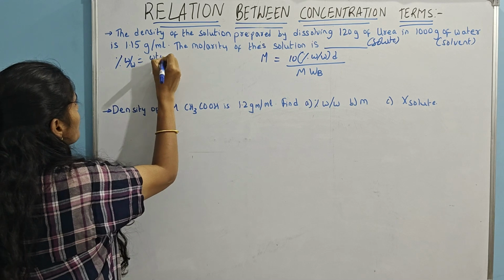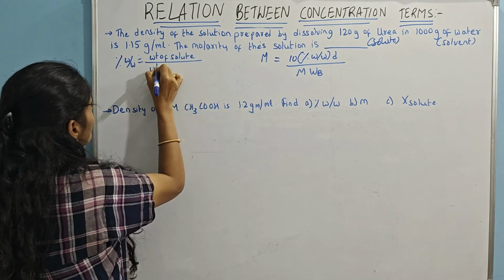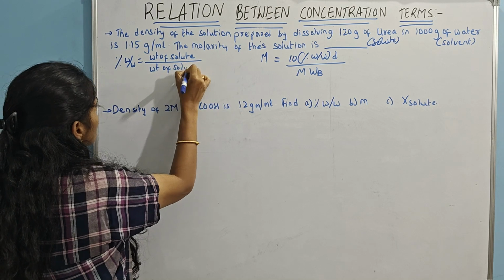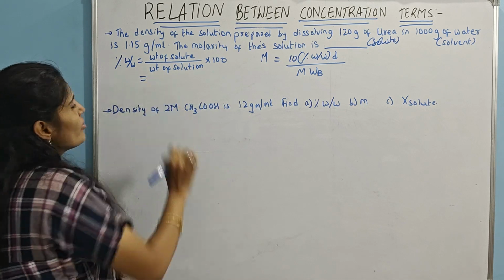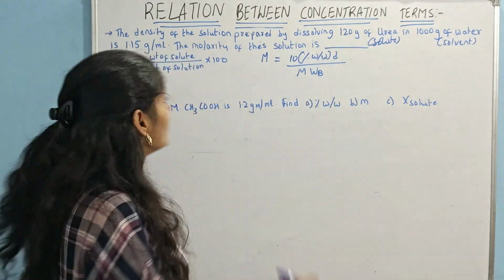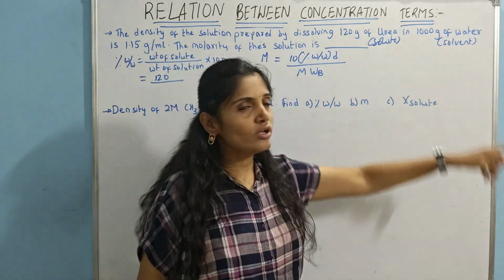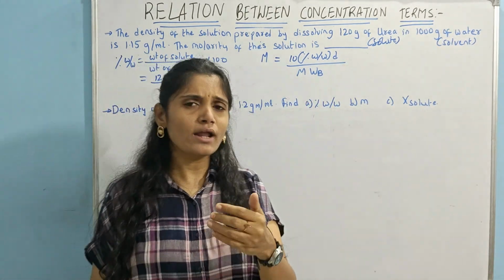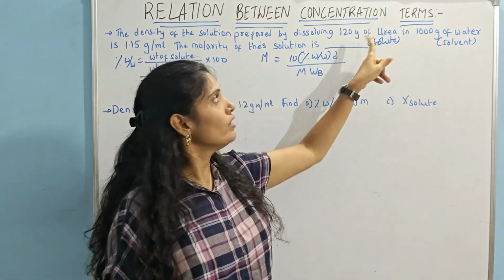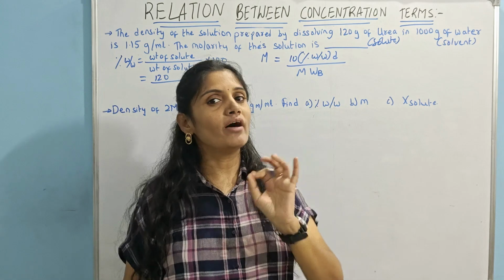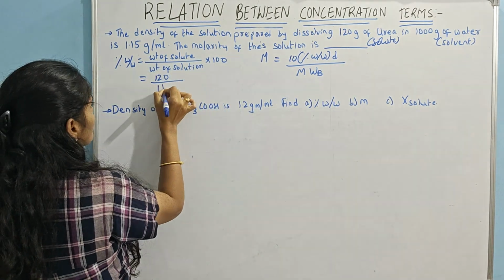That is equal to weight of solute or mass of solute divided by weight of solution into 100. Now how much is the weight of solute given here? 120 grams. 120 divided by, what is the weight of solution? Weight of solution is not directly given, but I can get it by adding weight of solute plus weight of solvent. 120 plus 1000 will be 1120 grams.